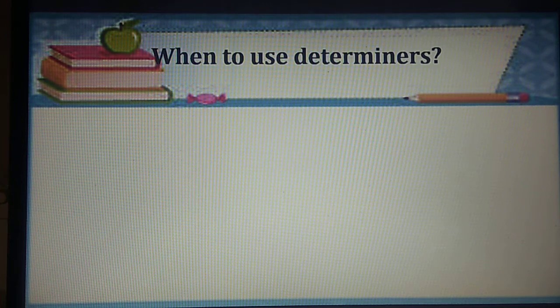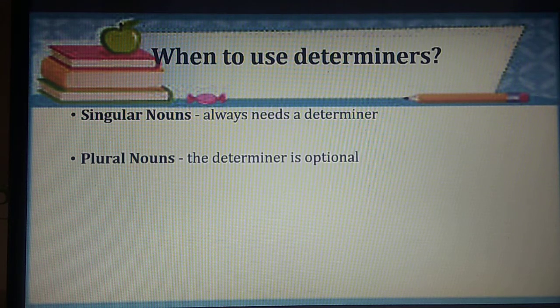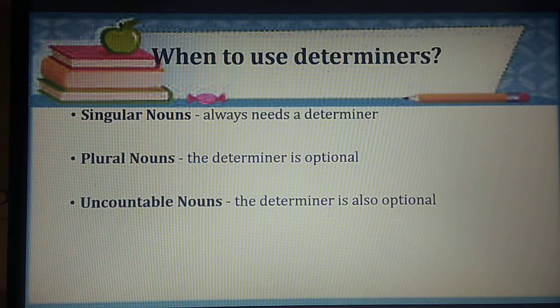Now when to use determiners? You would be wondering, teacher, why to use determiners? What is its relevance and where to use it? We generally use a determiner, or I can say you always have to use a determiner, when the noun is singular. So for singular noun you use determiner. Now a determiner is optional for plural nouns. That means you can use it, you may not use it, but it depends upon the framing of the sentence or the type of sentence you want to structure. Also the determiner is optional when the noun is uncountable in nature.